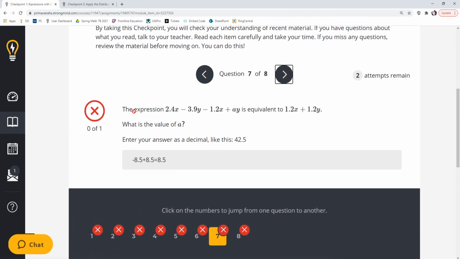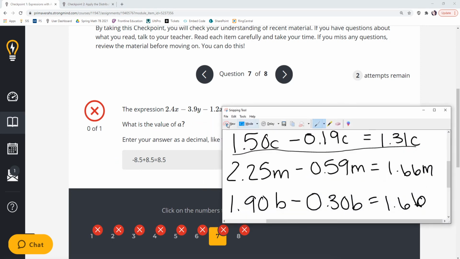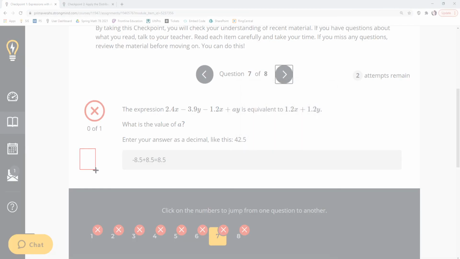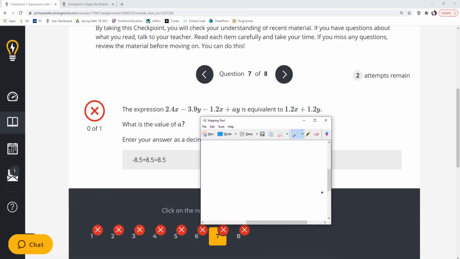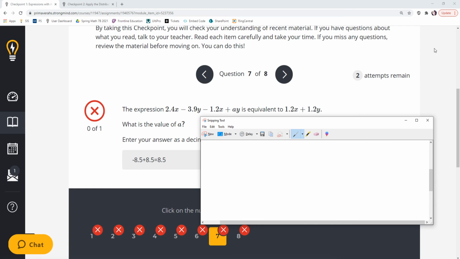Next question. So for here, we want to know which expression is equivalent and what is the value of a. Here's a type of problem we have not seen yet. So we're kind of working backwards here. I know that my original problem is 2.4x minus 3.9y minus 1.2x plus ay. So I need to know what is the value of a.